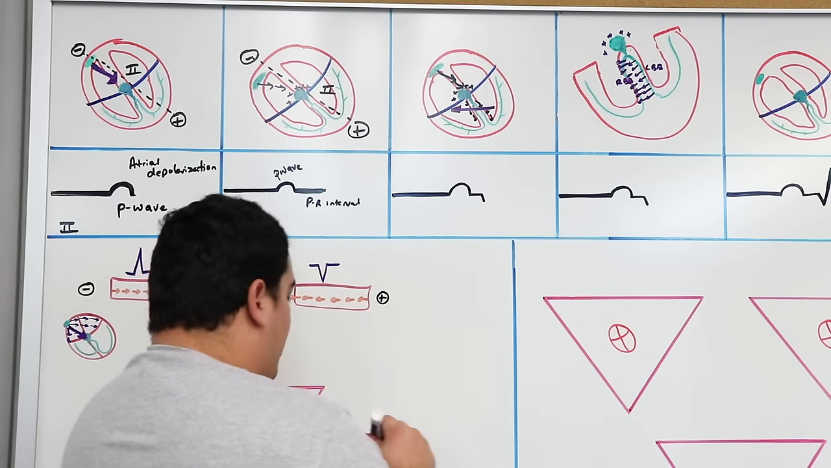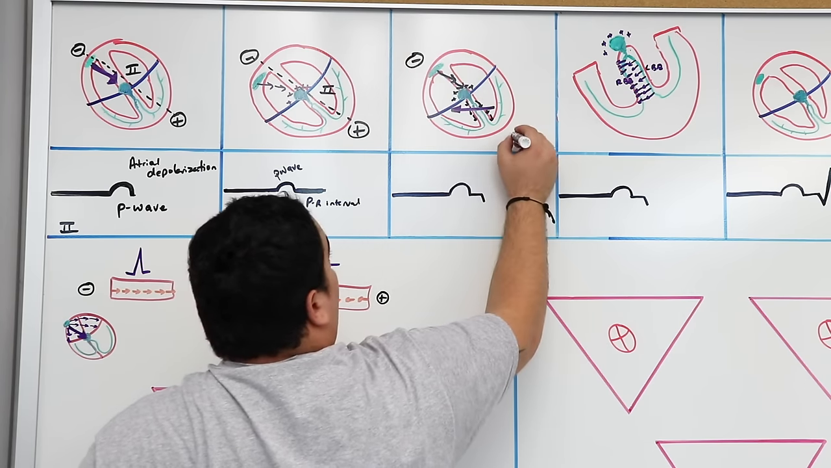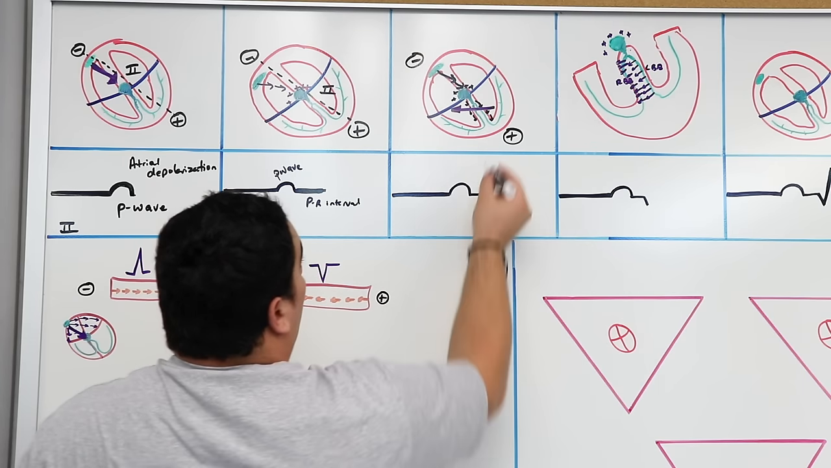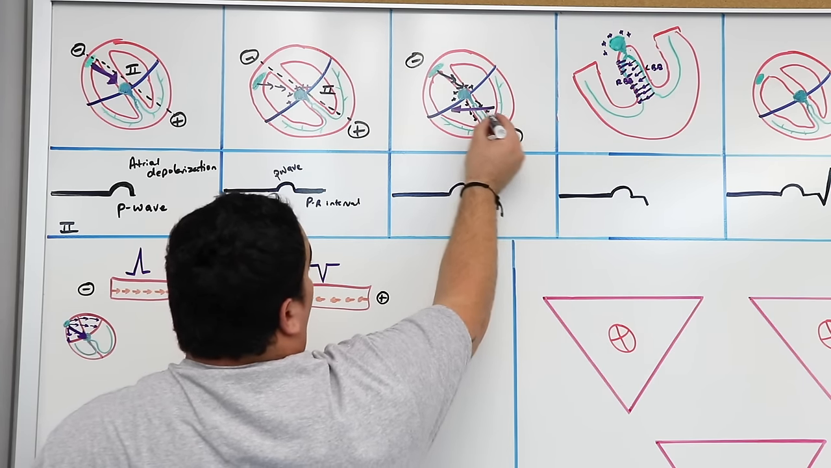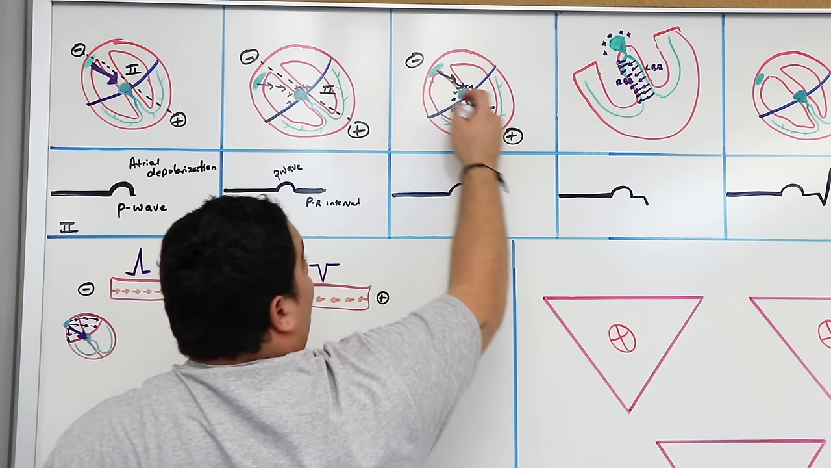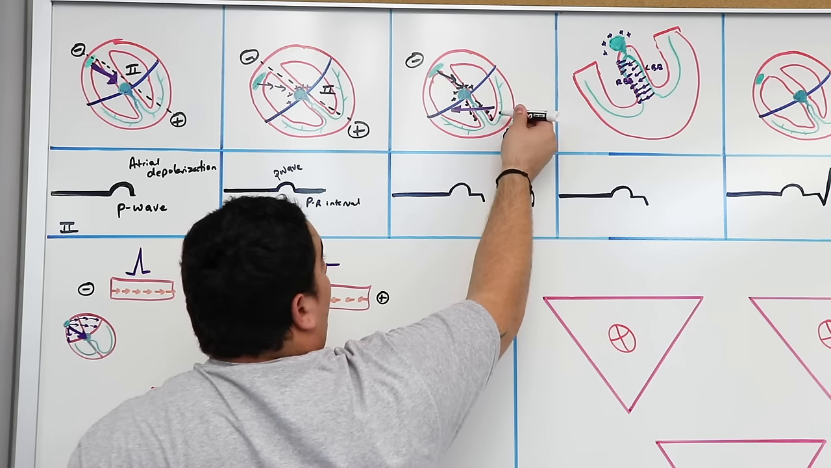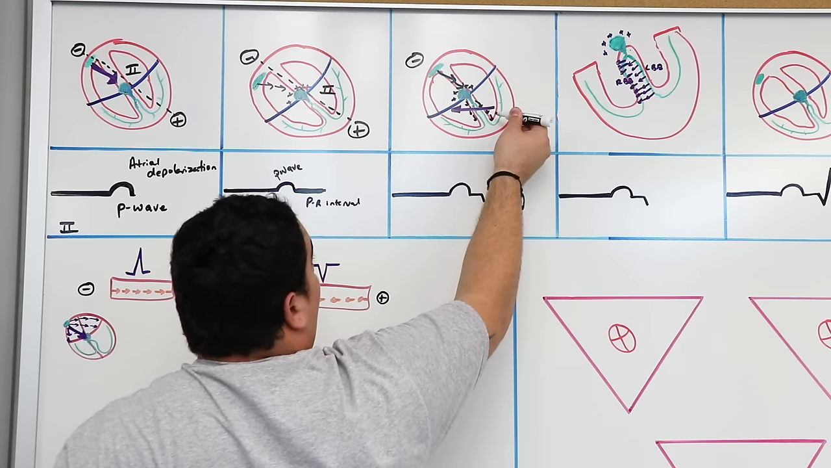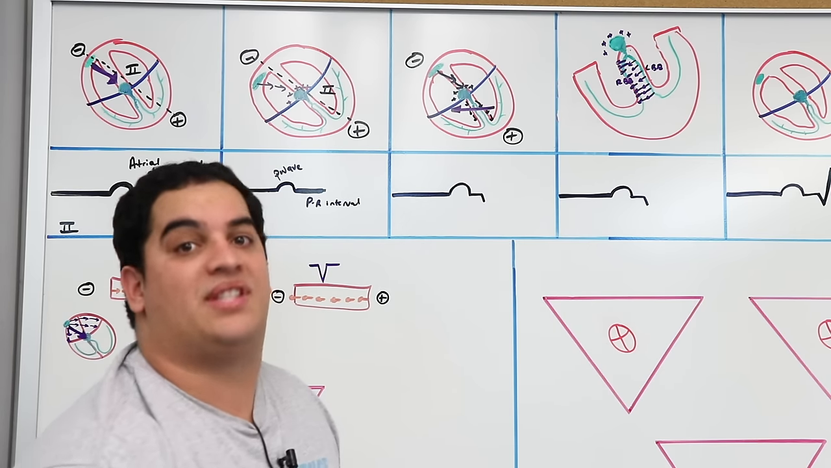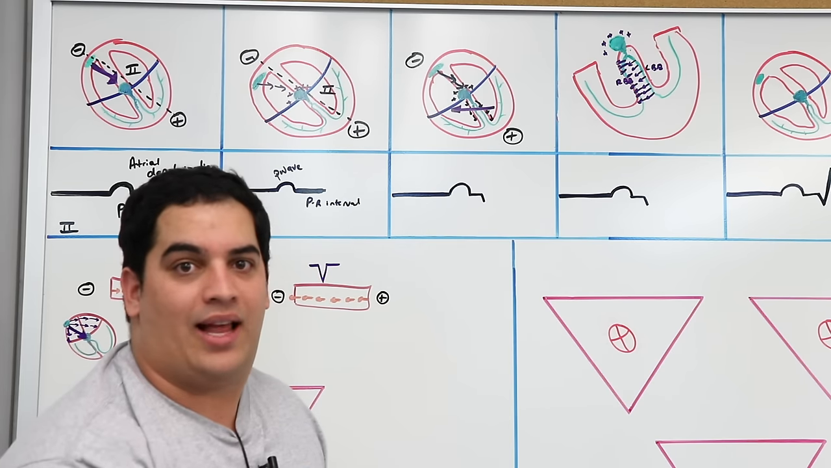So then go back to your lead system here. Lead two, right? Negative electrode, positive electrode. And then here's going to be the axis of that lead. Which way is that conduction of electrical potentials moving towards? It was moving from the left bundle branch towards the right bundle branch, right? But it's going through the interventricular septum. So that's moving in what direction? The opposite direction. So what should that generate? That should generate a negative deflection.